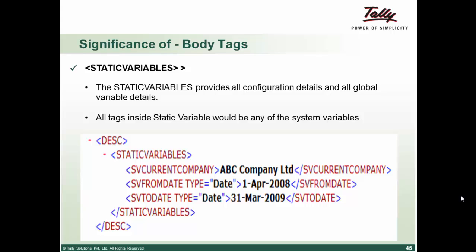As you can look at the given XML, the static variable is being defined inside the static variable tag. Here SV current company, SV from date and SV to date are the system variables from the Tally system.